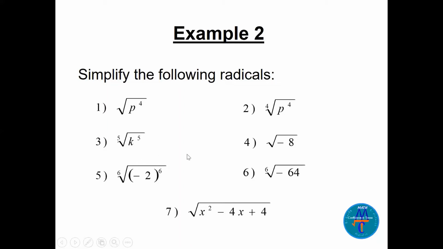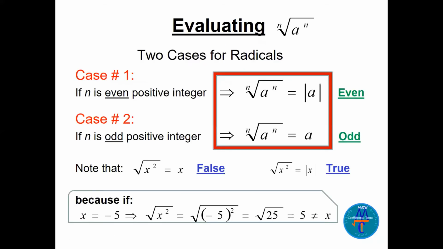See here, the important thing, you have to look at the index first. And then you have to use this property here. If the index is even, put absolute value. If the index is odd, only the number. But you have to have the same power here as the index.